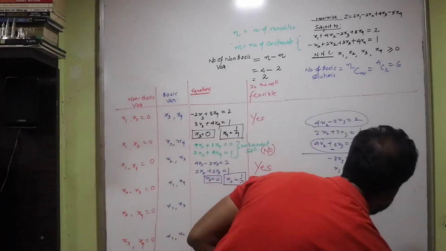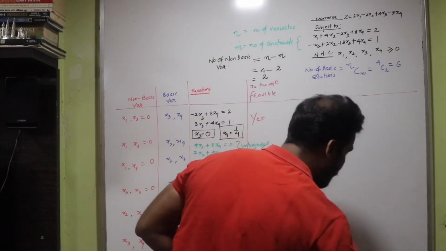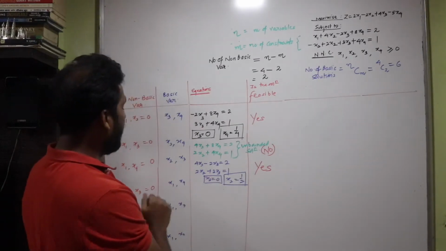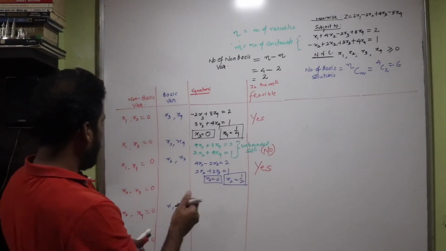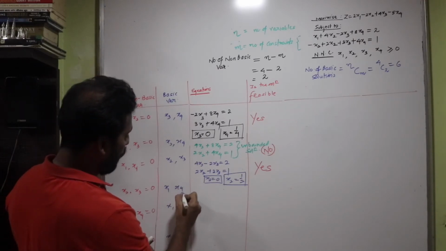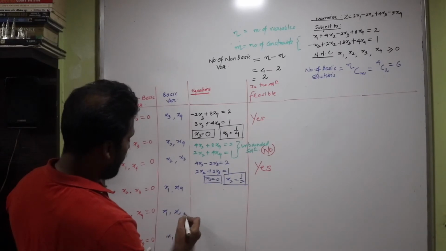So I hope all these things are well understood by everyone, isn't it? I'll remove this rough work from here. Let's move ahead. In the next set of values, which is x1 and x4, these are my basic variables.